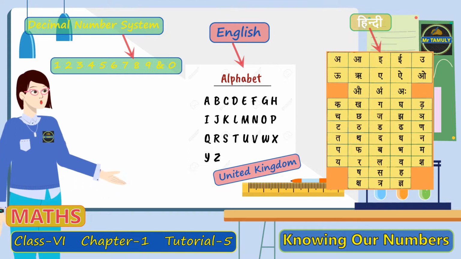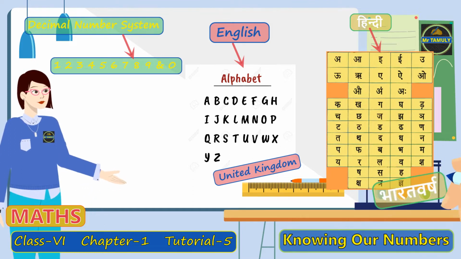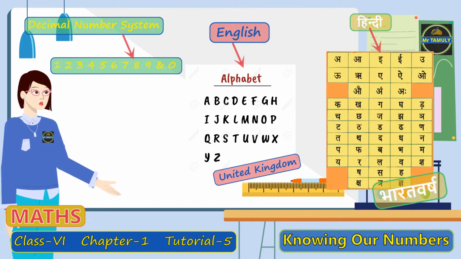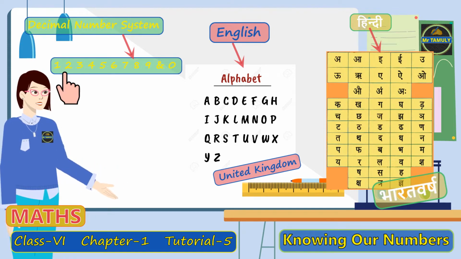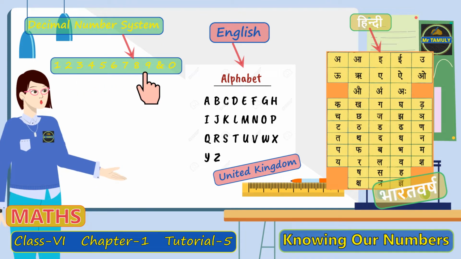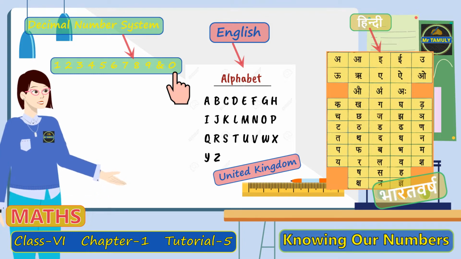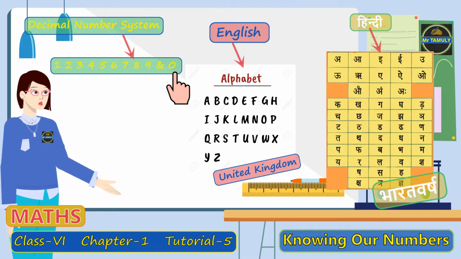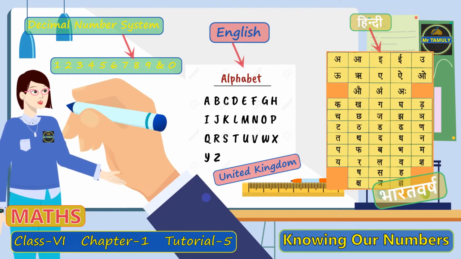Even though people living in different regions of the world speak and use different languages, when it comes to numbers, the whole world uses the same 10 digits, 1 through 9 and 0. In other words, the whole world uses the decimal number system for writing numbers. Therefore, in a sense, the decimal number system can be termed as a universal language.